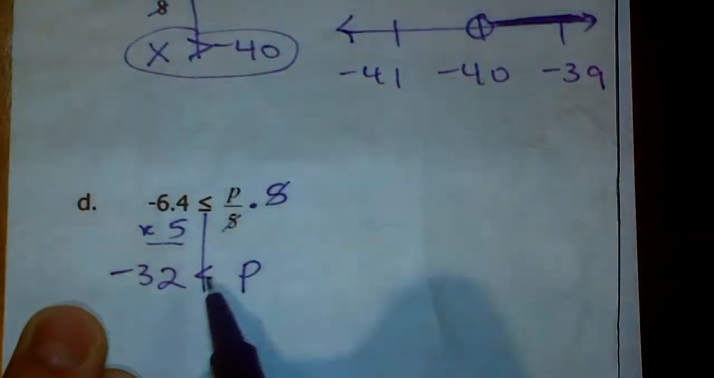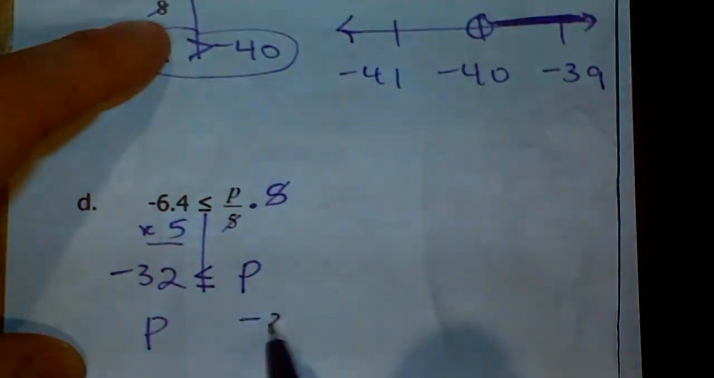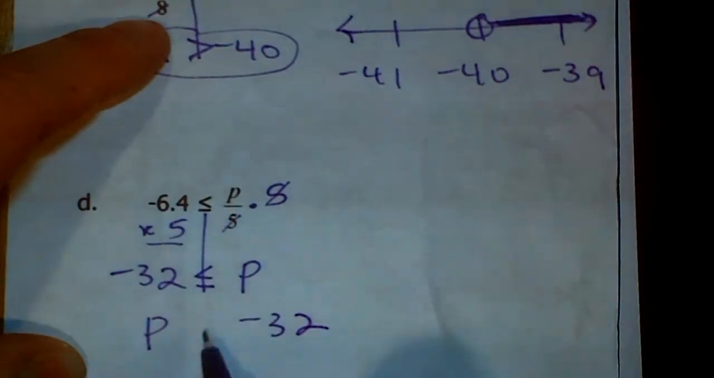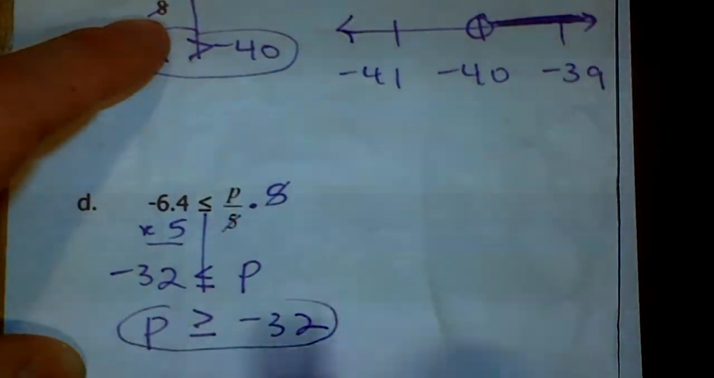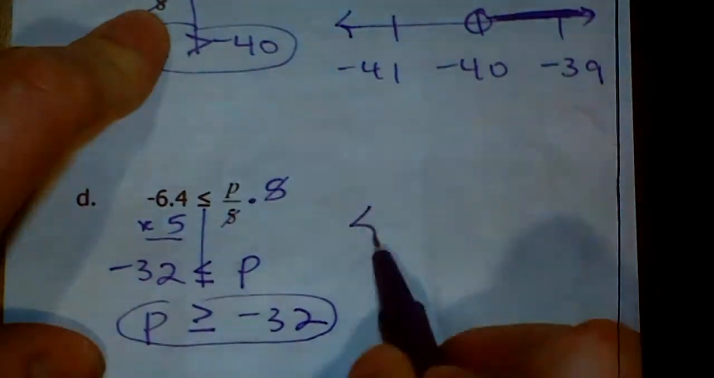So right now, P is on the right. I don't like that. I'm going to put it on the left. And it's opened up towards the P. I'm going to make sure when I rewrite it, it's still opened up towards the P. So P is greater than or equal to negative 32.